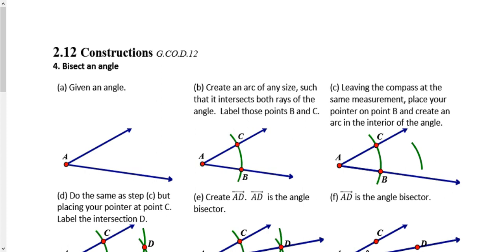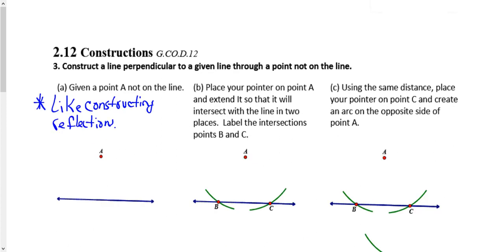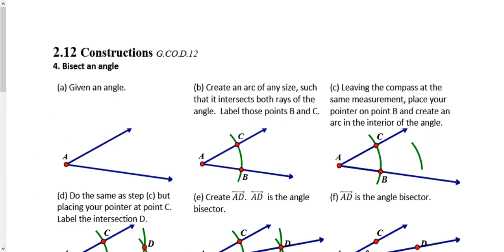That construction was like doing which other construction from a while ago? What construction was that like? The one that's perpendicular through a point not on the line. I would say dilation, but I'm not going to. Reflection, right? Okay. That was a while ago. I was thinking like months. I was thinking like weeks ago.